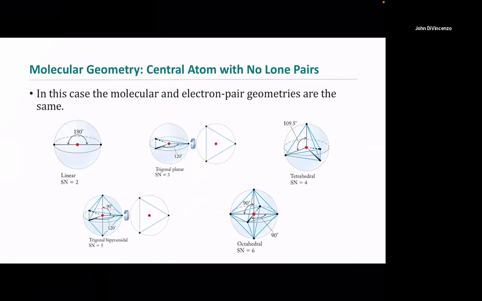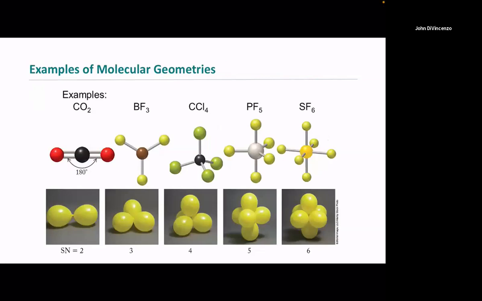But if some of them are lone pairs and some of them are atoms, now you've got something different going on, right? And you're going to have different names. And that's what we're going to do, come up with all different names for these based on kind of what they look like. So these are examples of molecular geometries. And this is cases where all the electron domains are attached atoms.